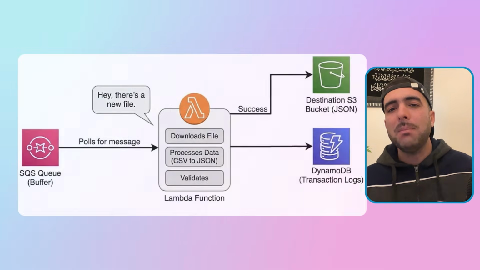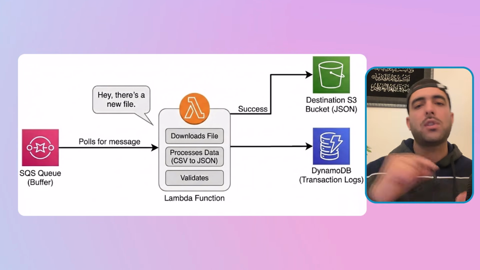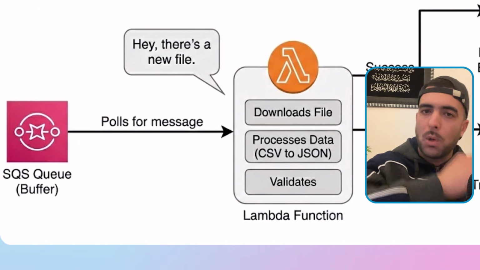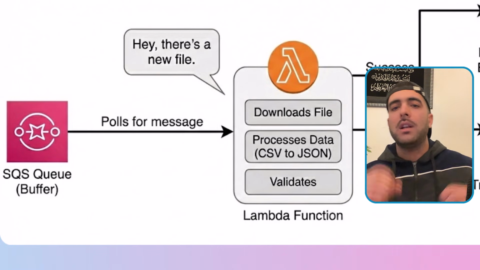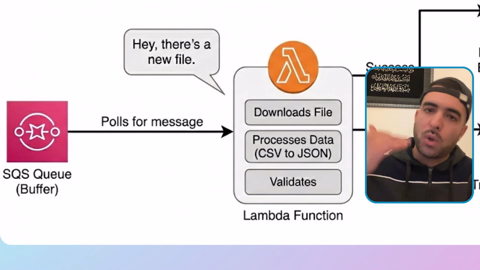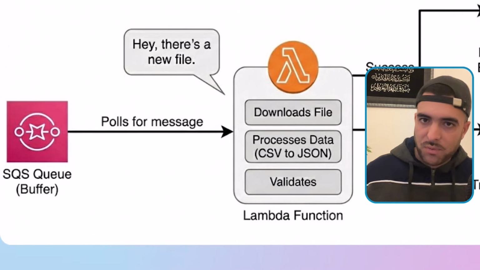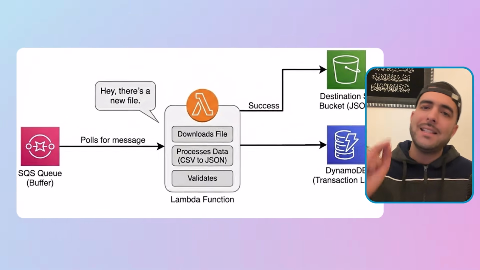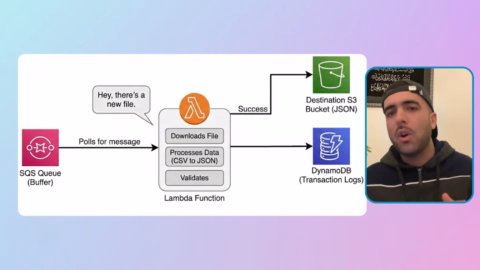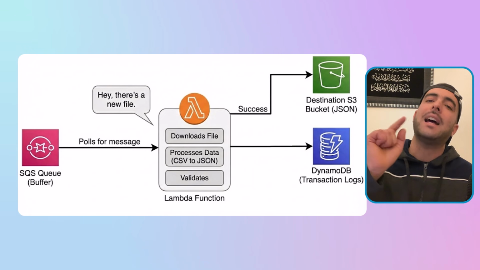And then a Lambda function polls that queue, so now the Lambda will know when there is a new file uploaded. So now the Lambda will download that file and process the data. For example, it could convert CSV to JSON files, then save the validated data to a destination bucket, and finally it logs the transaction ID in DynamoDB.